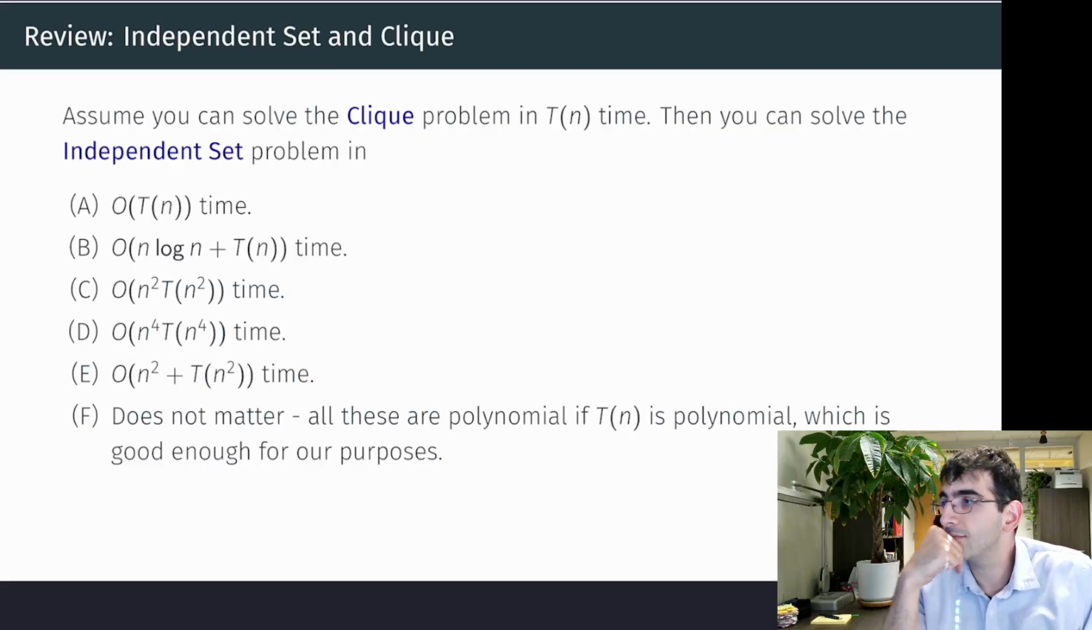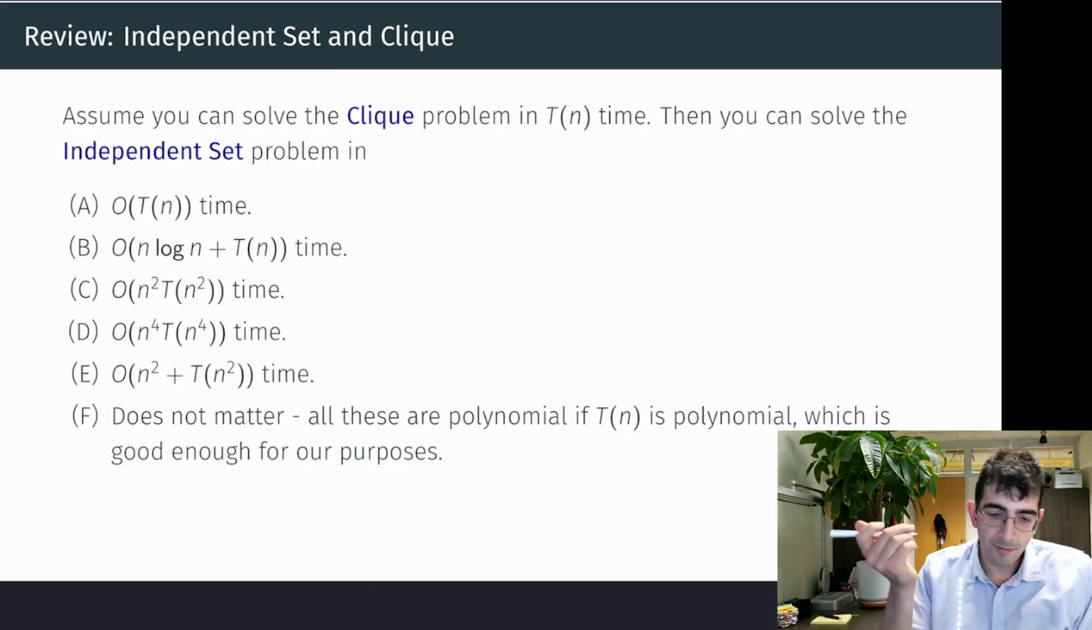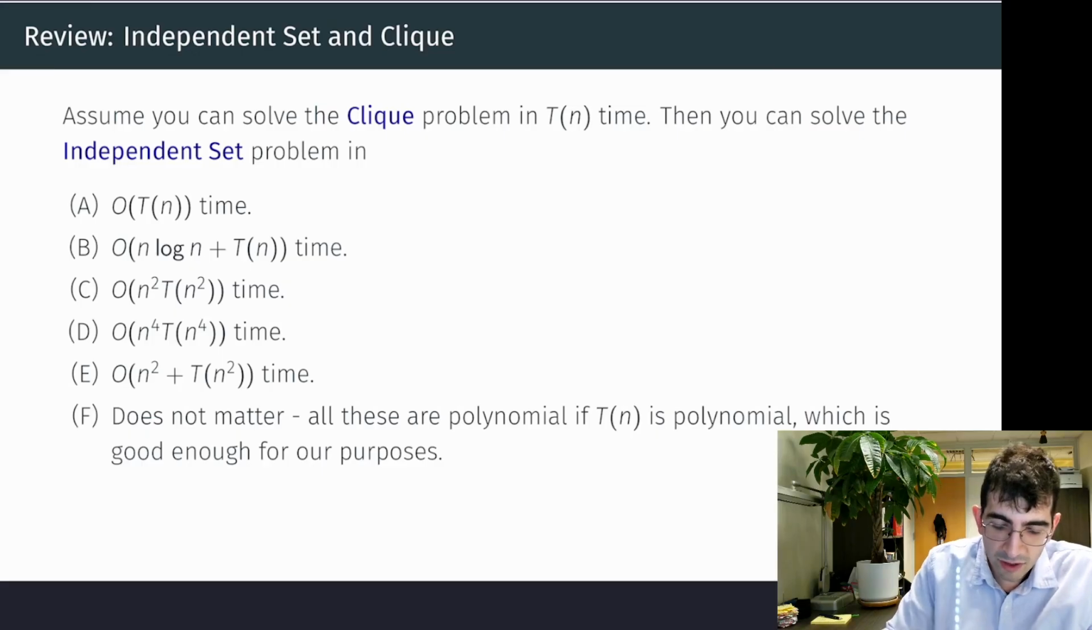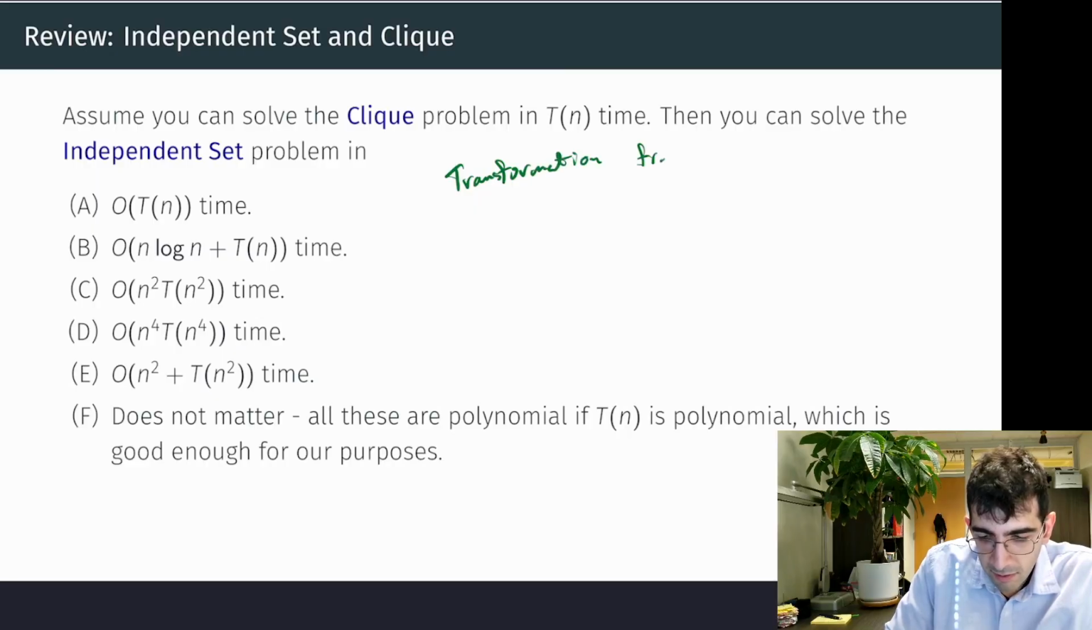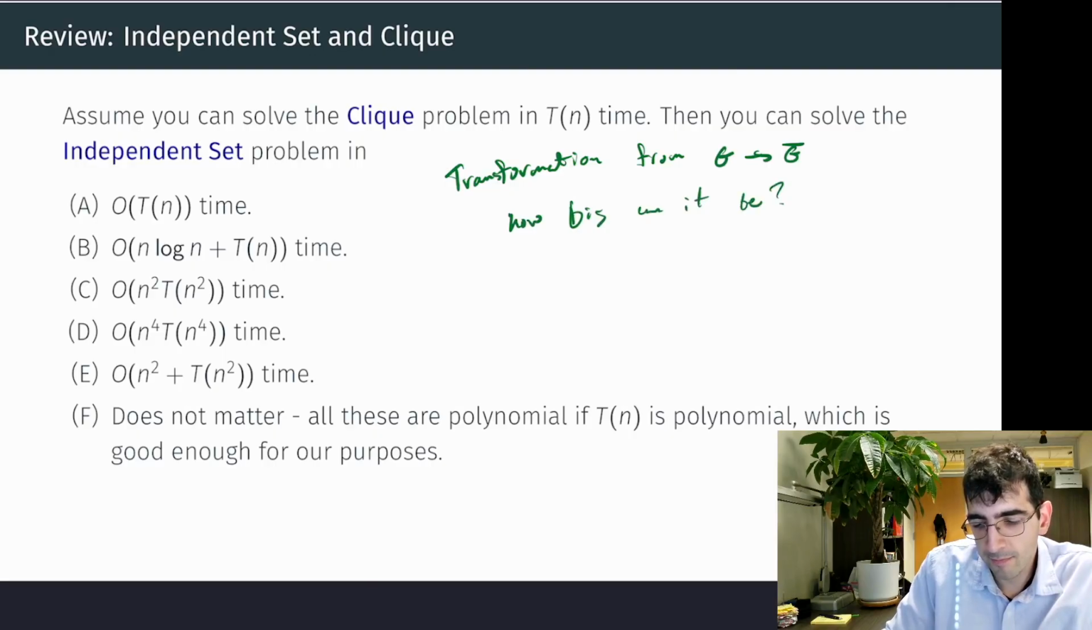And I'll give you a minute. Feel free to pause the video. Okay, so hopefully you worked it out, but the question is how much of the transformation from G to G complement, how big can it be? And so what's the biggest change that we could do from G to G complement?